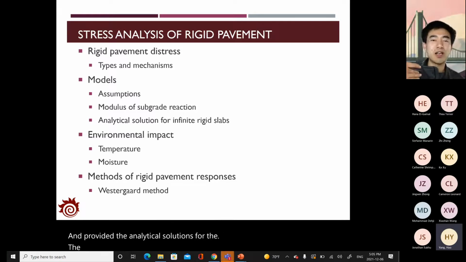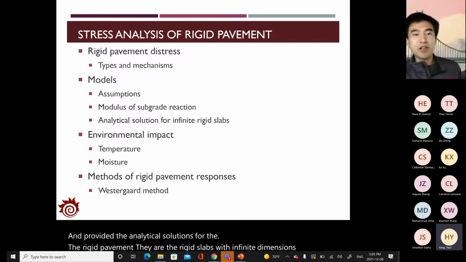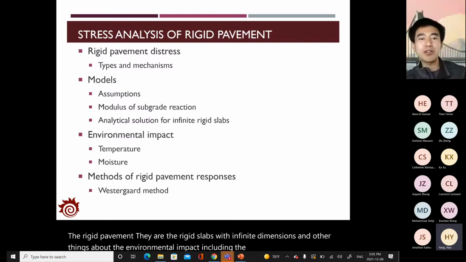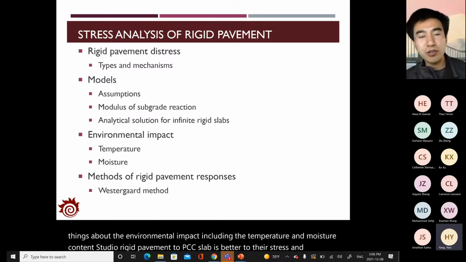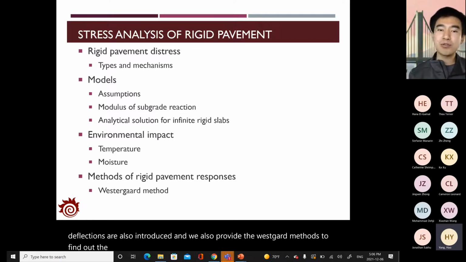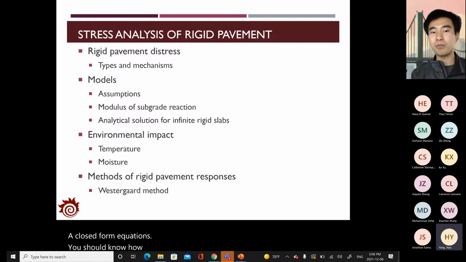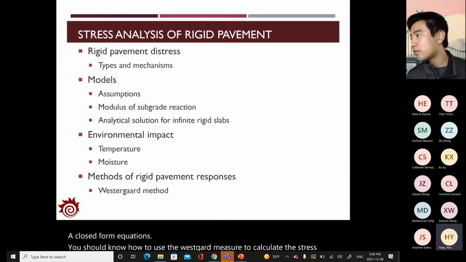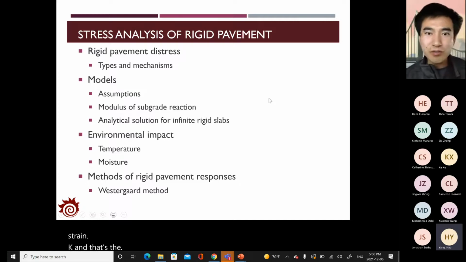the rigid pavement. They are rigid slabs with infinite dimensions. Another thing is the environmental impact, including the temperature and moisture contents on the PCC slab, especially their stress and deflections, which are also introduced. And we also provide the Westergaard method to find the maximum stress and strain for the PCC slab within closed-form equations. You should know how to use the Westergaard method to calculate the stress and strain. Okay, that's the stress and strain for the rigid pavement.